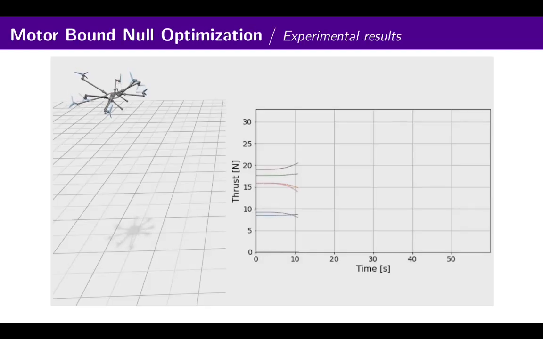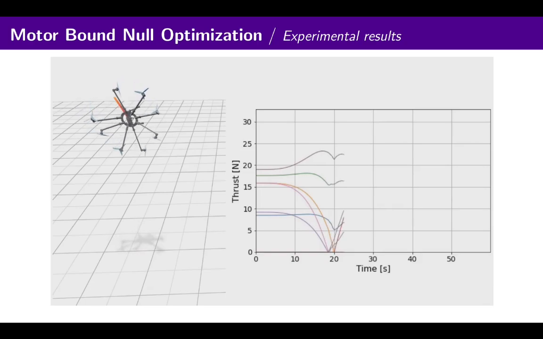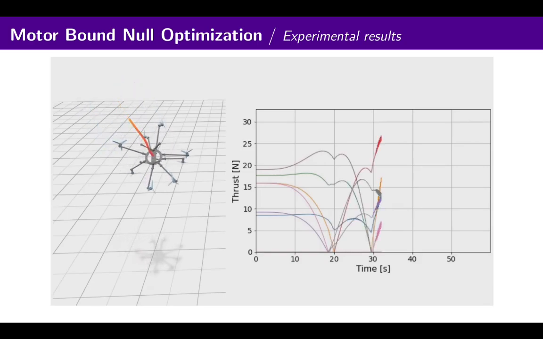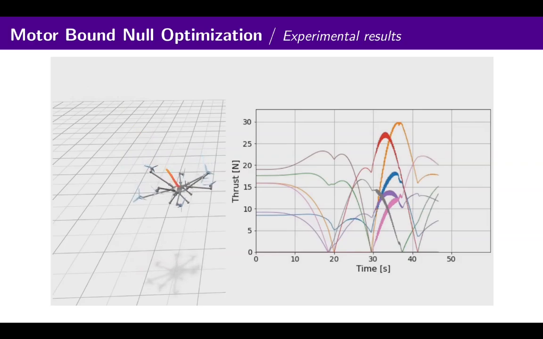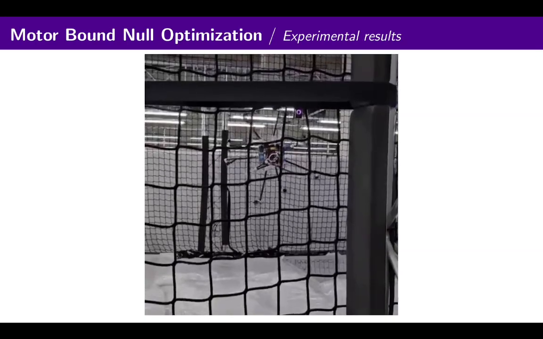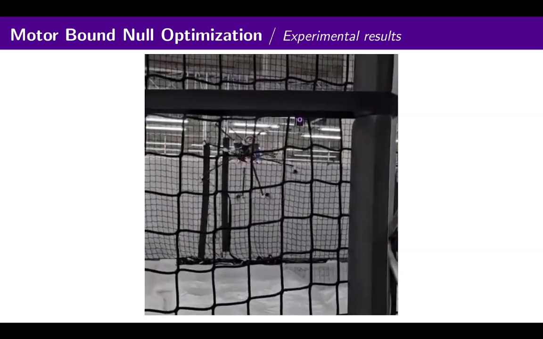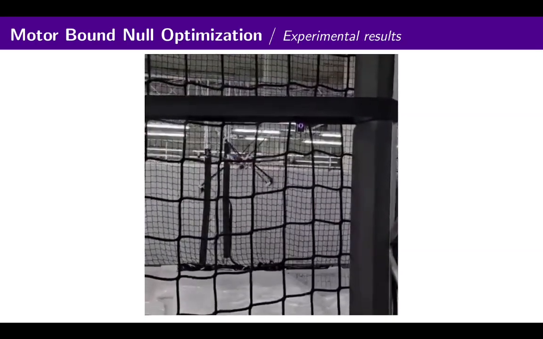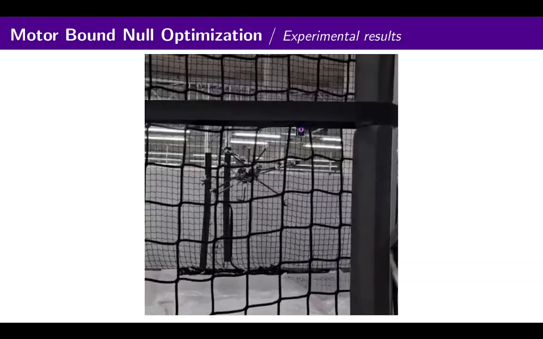Here is a simulation experiment. The OmniOcta moves to a final position while performing a full rotation about the y-axis. Here is a real-world implementation, showing the OmniOcta performing a full rotation about the y-axis.